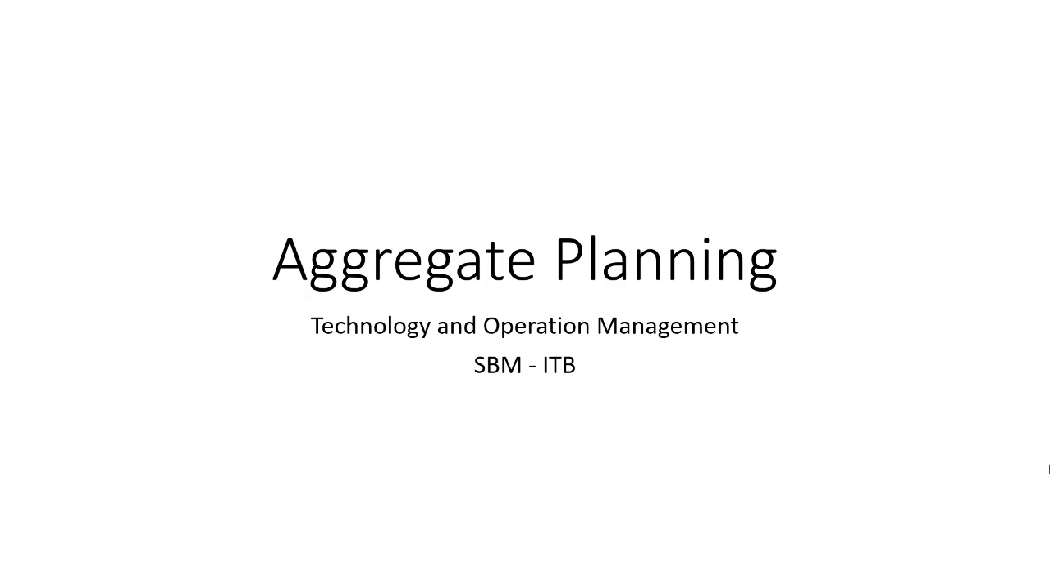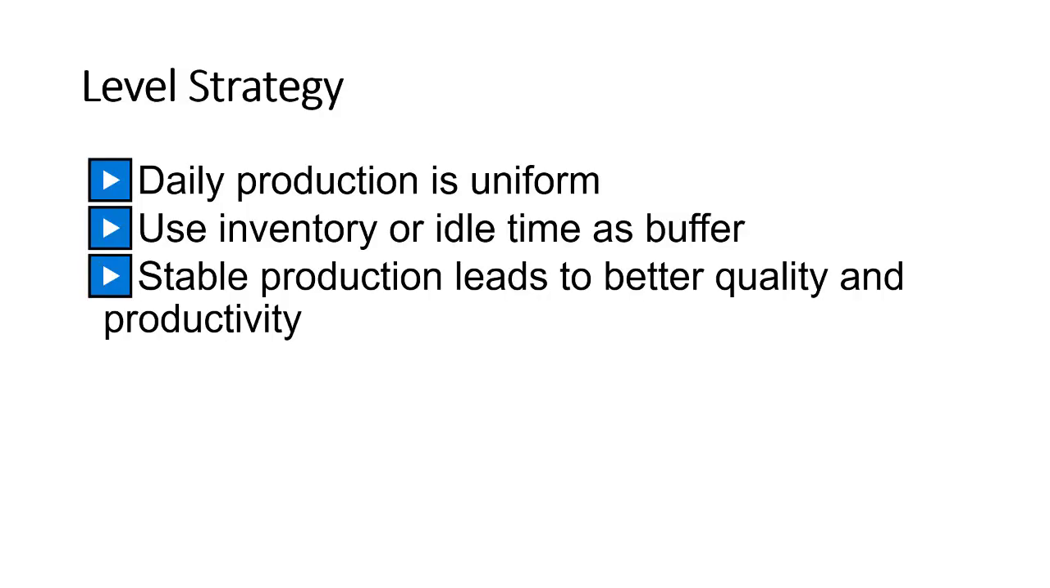In this video, we will discuss aggregate planning calculation based on strategies provided. There are basically three strategies in aggregate planning. The first one is level strategy. Level strategy has a uniform daily production. It uses inventory or idle time as buffer.